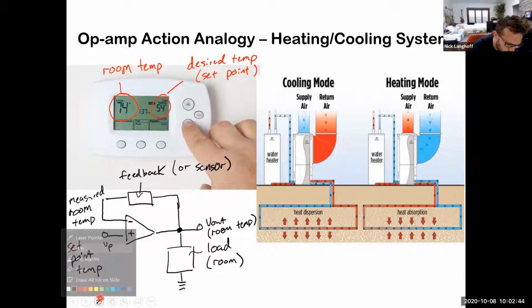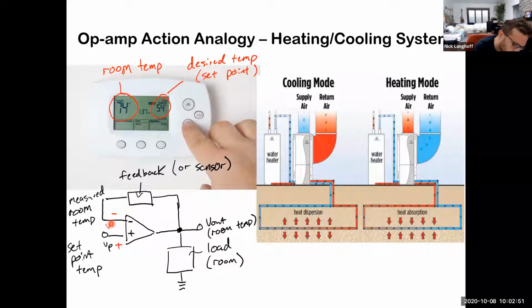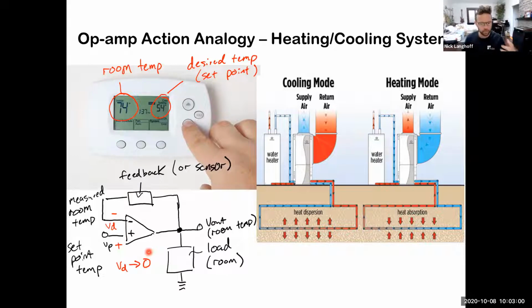And what's going on here? What are we trying to do? What's the control system trying to do? It's trying to make the differential voltage difference zero. We want to force that to 0. We want the measured room temperature, which is a measurement of the actual room temperature, to become the same number as the set point temperature.